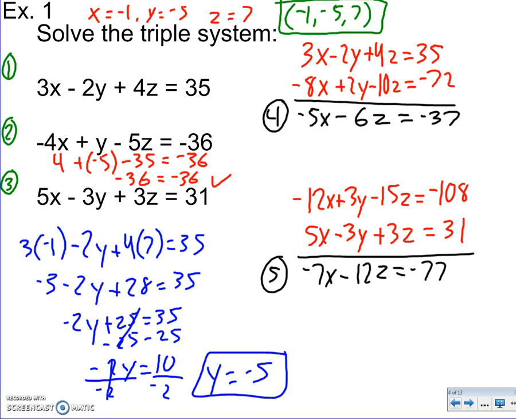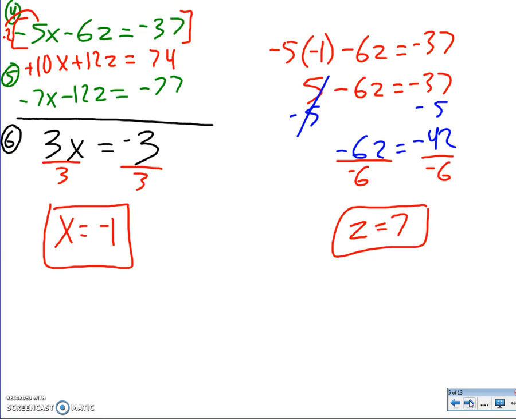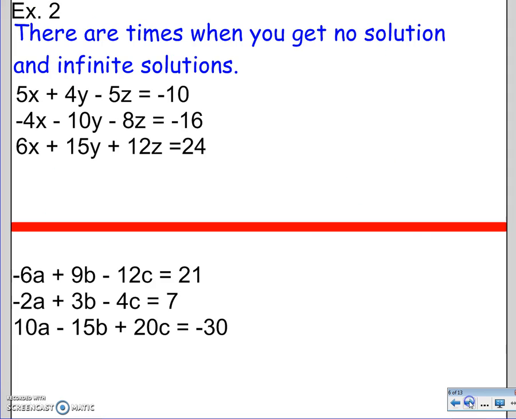So that's solving a triple system. It's a lot of work. Turn 3 equations into 2 brand new ones with only 2 letters. Use those 2 new ones to get a third equation with only 1 letter, all by elimination. Then you solve for it, work backwards. So here's some more. Just know there are times when you get no solution and infinite solutions.